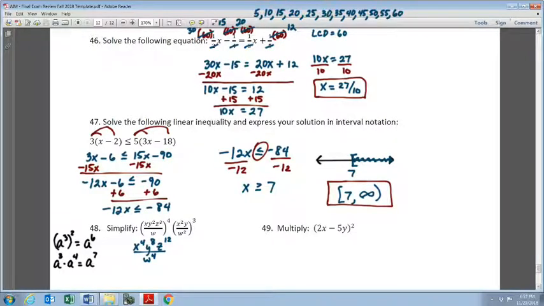We've got x squared cubed, so we'll multiply our exponents there. Notice we're multiplying these two together. That's what we do when we have parentheses next to parentheses. We've got y cubed, and then y squared cubed.